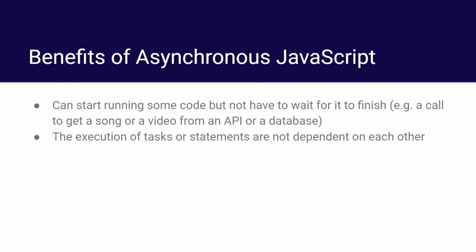Synchronous JavaScript is what we've seen so far in this course. Tasks are executed one after the other. Things happen one at a time in a sequential manner. But with asynchronous, multiple tasks can happen at once.